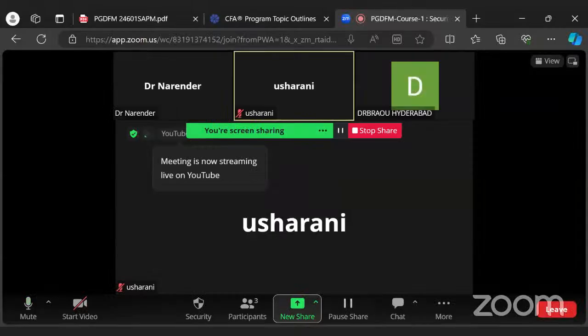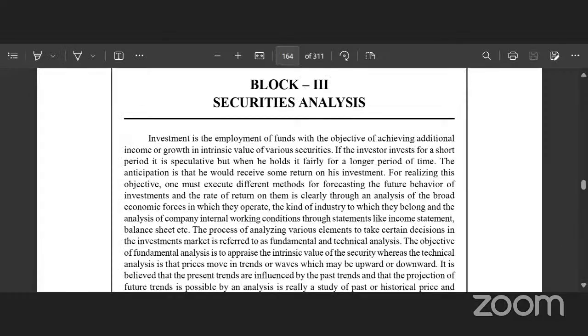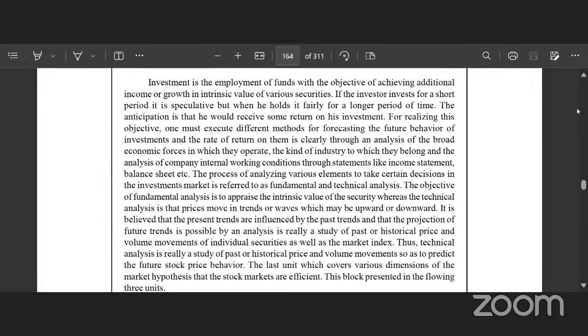Can you see the PDF? No, sir, not clear. Okay. Can you see now? Yes, sir. Yeah. Right.